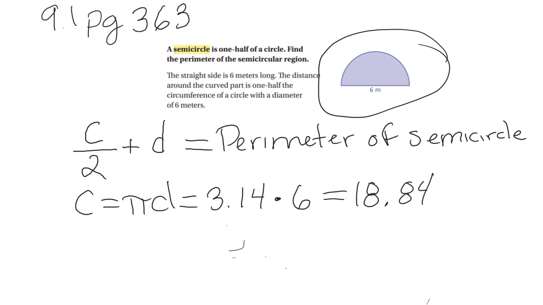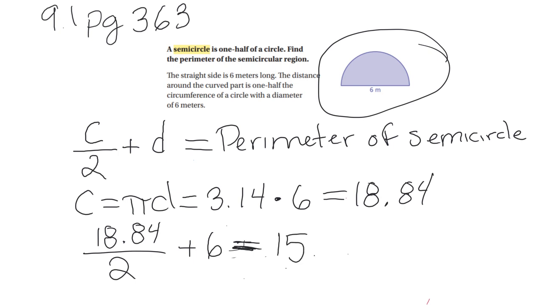But now we're going back up to this perimeter equation. We're going to take that and divide it by 2. Make sure you do this first, and then we add that to our diameter, which was 6, and that'll give us our answer. We divide this, and we should get about 9.42. Add that to 6, and we end up with 15.42 meters. If you round to the nearest whole number, it'll just be 15. So we're going to do a couple more of these.